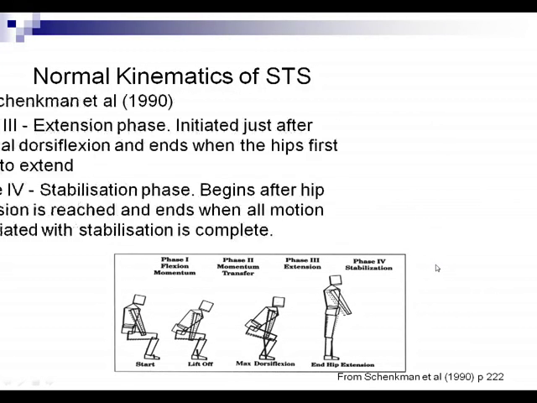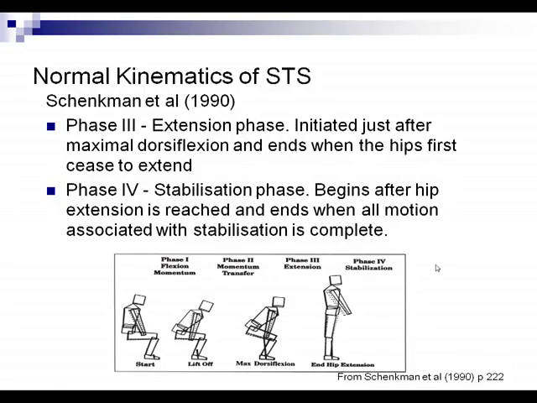And then phase 3 is the extension phase. So this begins just after maximal dorsiflexion, and it ends when the hips are in their maximal extension. And phase 4 is the stabilisation phase, so it begins when the hips are in maximal extension, and it ends when people have achieved stationary balance. Okay, so when someone has achieved quiet standing.